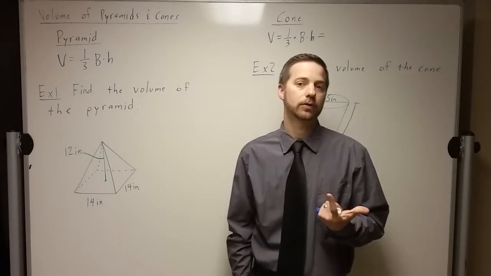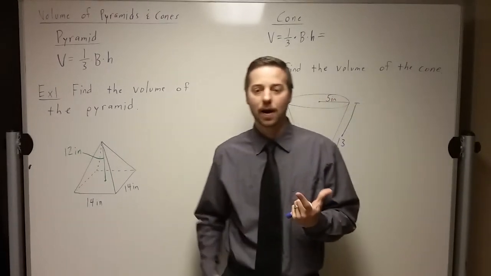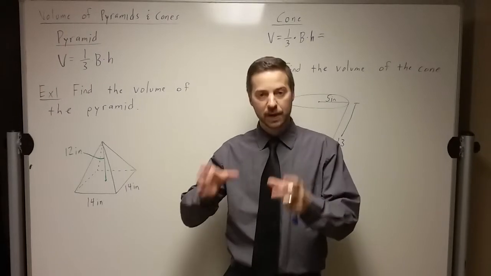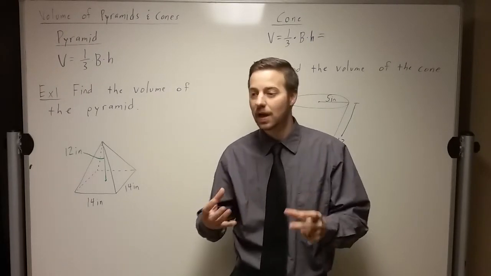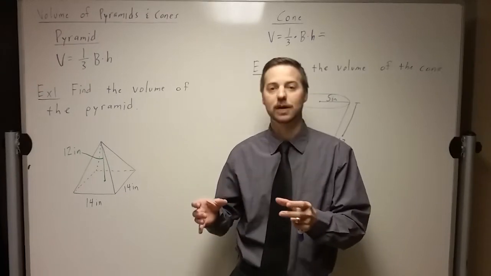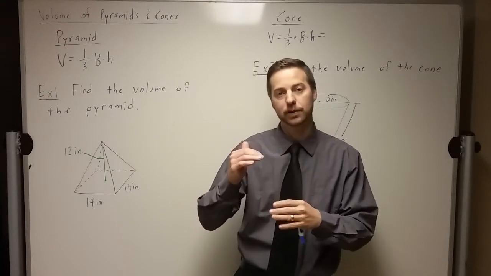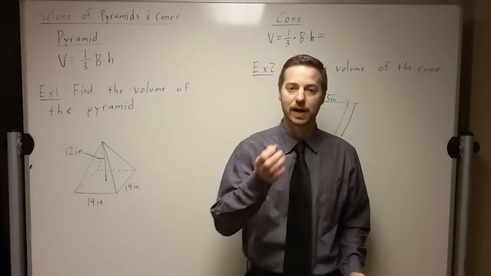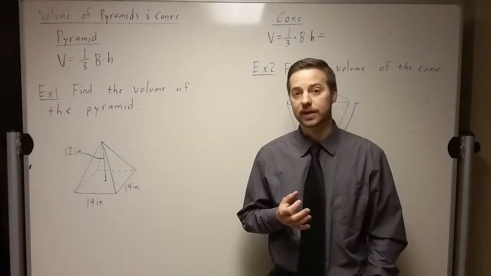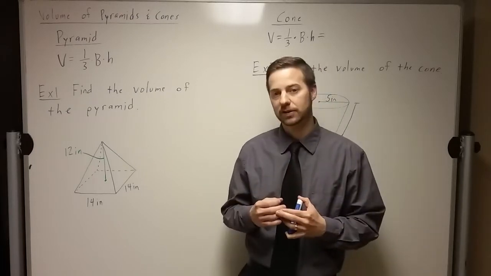Now, hopefully you watched that little short video that showed you how if you take three pyramids with the same base area and same height as a prism, it takes exactly three of them, if you fill them up and dump them out, to fill up that prism. Now, the volume of a prism was area of base times height. And that was it. So capital B times H, area of the base times the height.